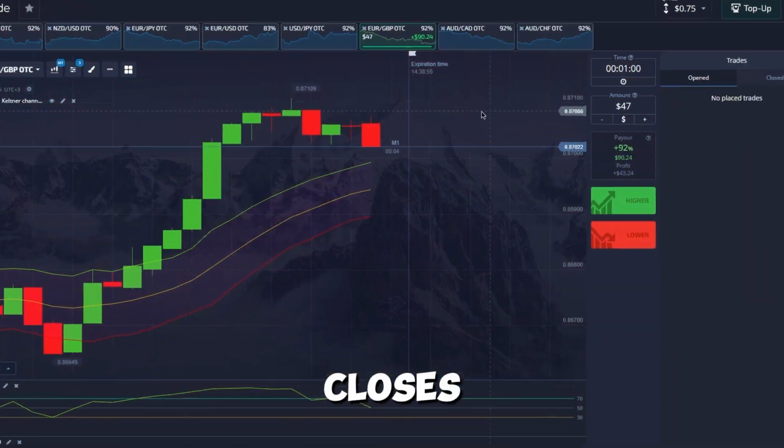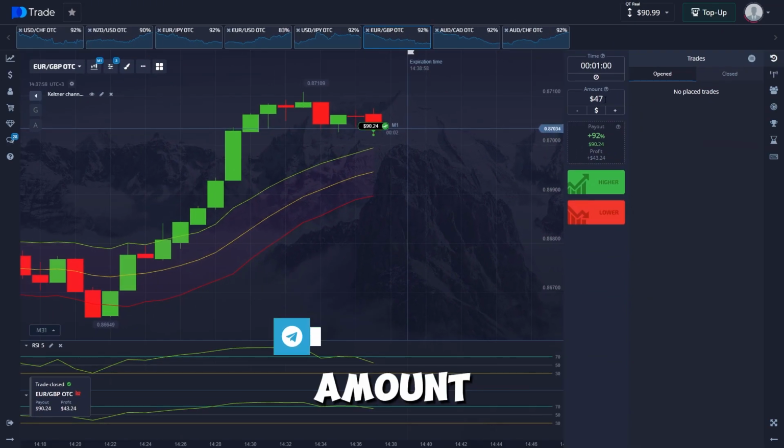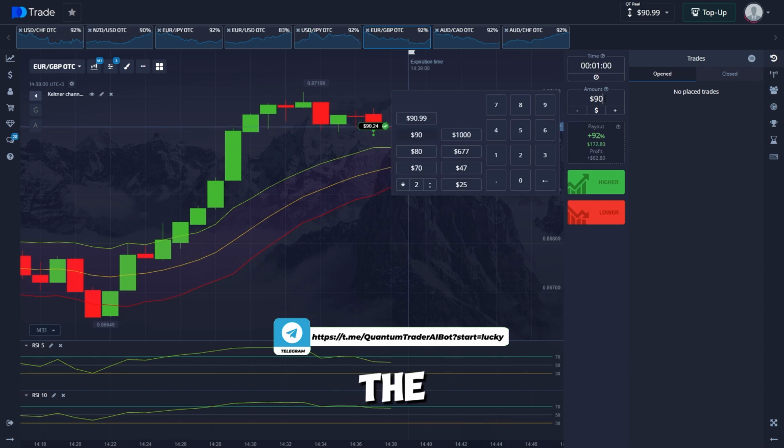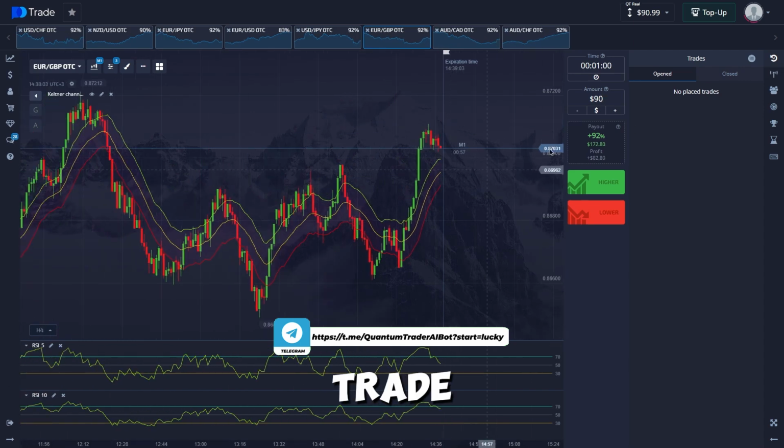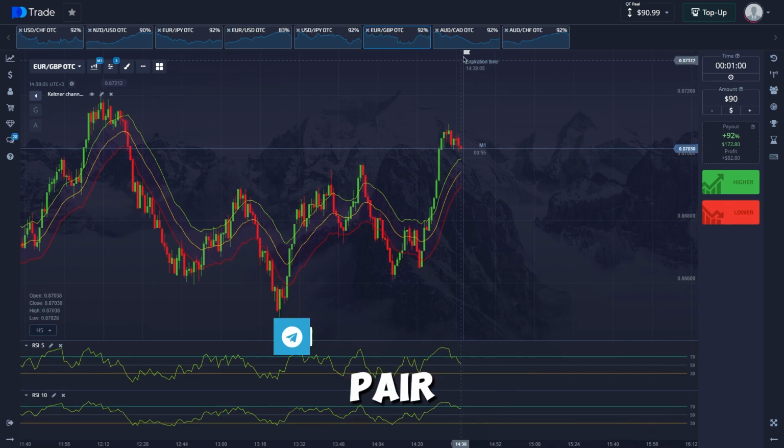And our second trade closes in a plus. We will change the amount of the transaction value, set the maximum again, and continue our trade. We will select the next currency pair.